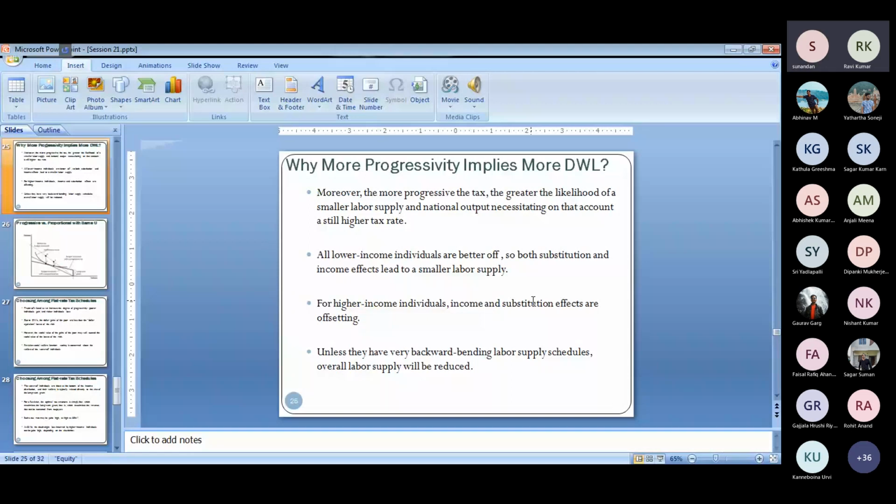Now, there are certain things we also need to understand about the substitution effect and income effect of low-income and high-income individuals. Remember that movement from L to A to B, C to D, when we talked about the income tax credit. For lower-income individuals, both the substitution effect and the income effect are in the same direction, moving from L to A. It leads to smaller labor supply. But for high-income individuals, the income and substitution effects are in opposite directions.